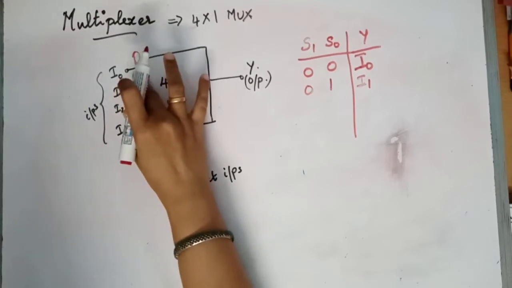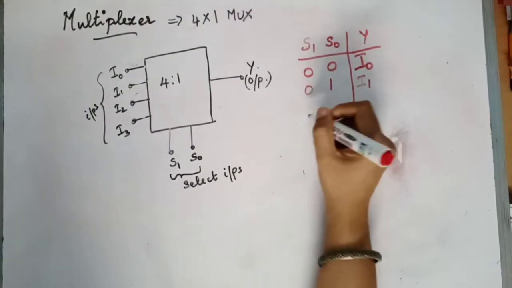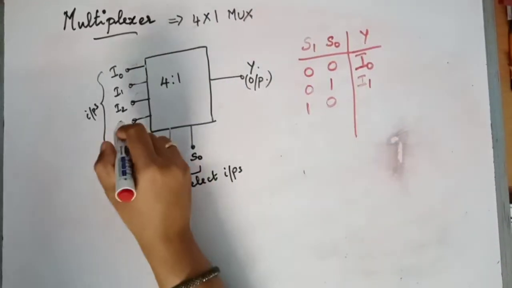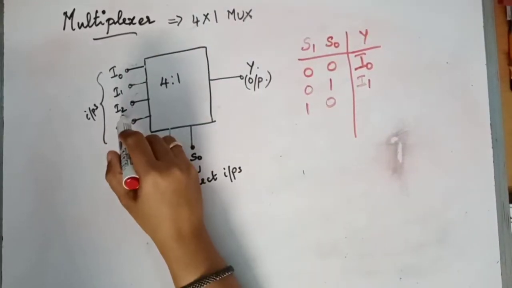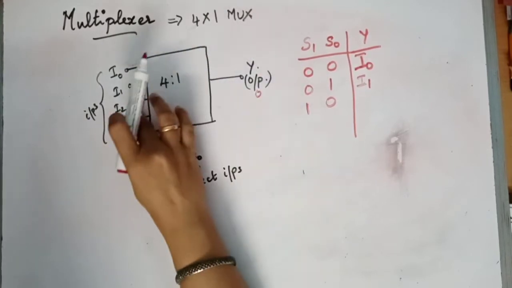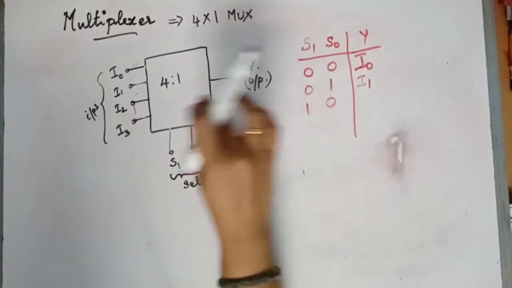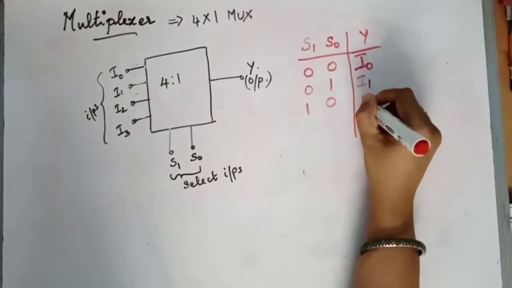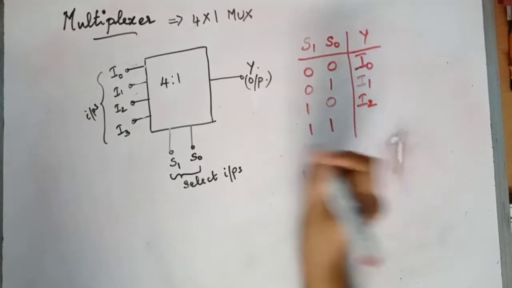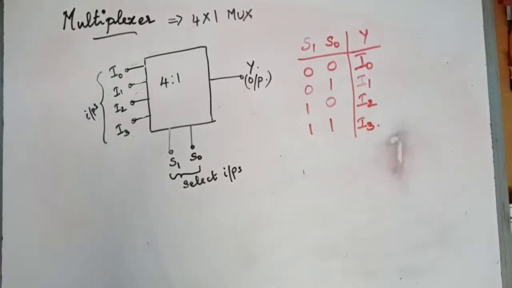Okay. Now, what if my select inputs are 1 0? 1 0 is 2. So I2 should be selected, and whatever is in I2, if it is 0, output will be 0. If it is 1, then output will be 1. So whatever value is there in I2, that will be selected and propagated to the output. And 1 1 means I3 will be selected and that will be available at Y.